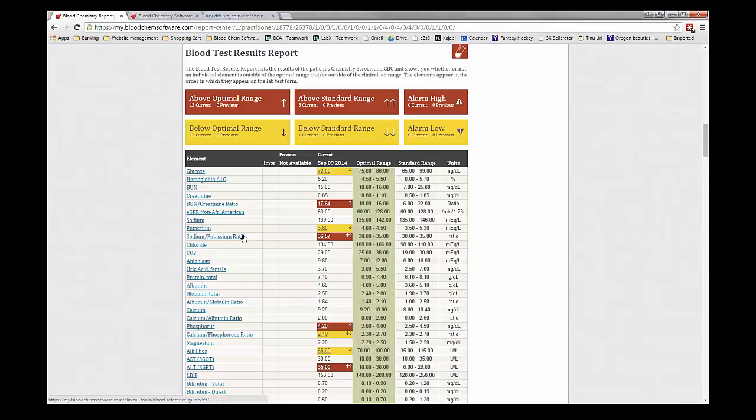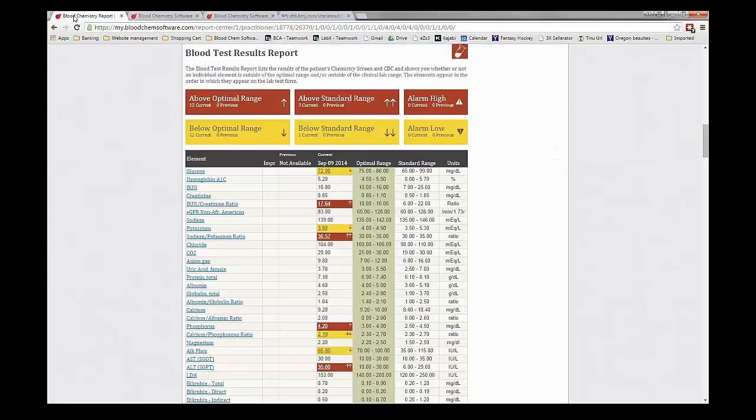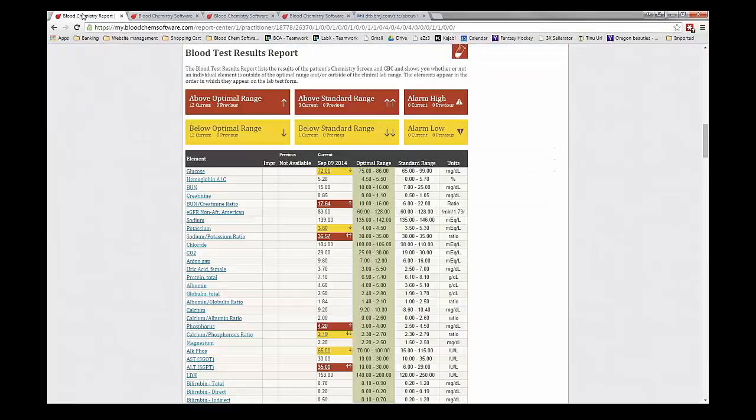This is a really, really important functional medicine ratio to pay attention to. And so when we look at that, it basically tells us there are two things that could be causing the sodium-potassium ratio to be off: acute stress or inflammation, or both. So we know that when the potassium levels are low, we're looking at adrenal stress as a potential cause of that potassium. So we know that something's happening here in the adrenals. Not seeing very much here.